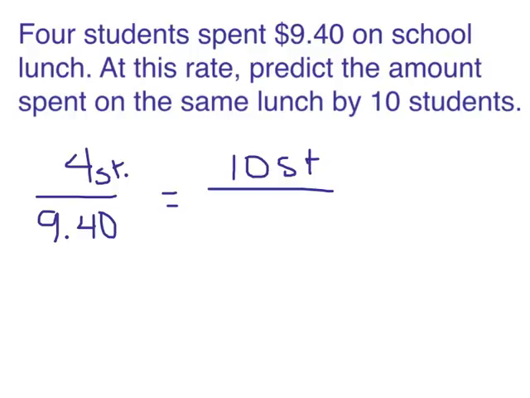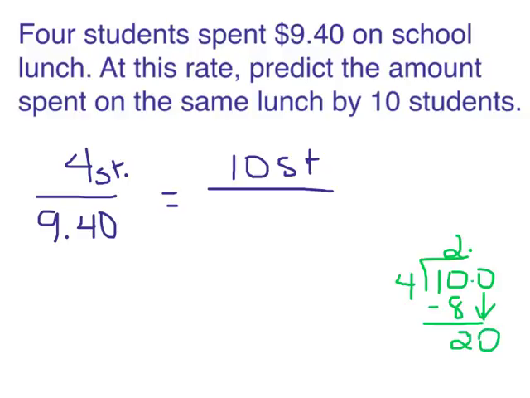So I can look and see, how would 4 turn into 10? Well, I could easily come over here and I could divide 10 divided by 4. 4 goes into 10 2 times. 2 times 4 is 8. I subtract and I get 2. Put my decimal down, bring down my 0. 4 goes into 20 5 times. So I know that 4 turns into 10 by multiplying times 2.5.